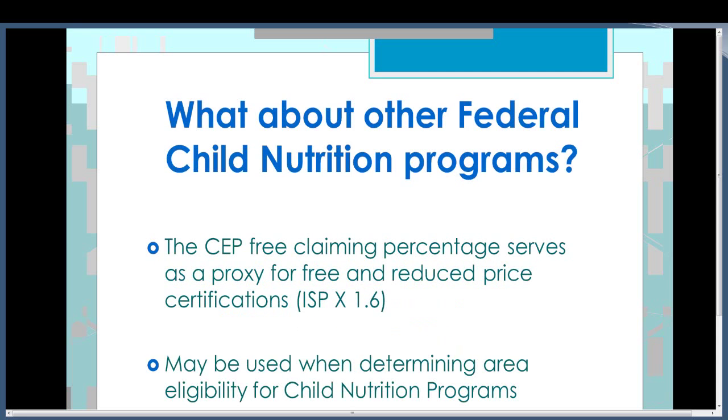For child nutrition programs, the free claiming percentage, or the ISP times the 1.6 multiplier, serves as a proxy for the percentage of free and reduced price students. And that means it can be used to determine area eligibility for federal child nutrition programs like the Summer Food Service Program or the Seamless Summer option.